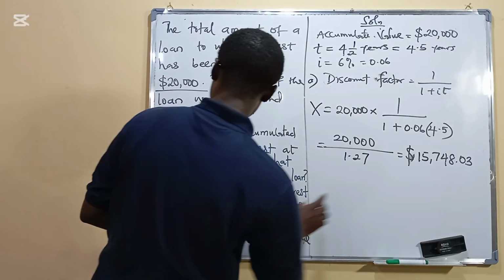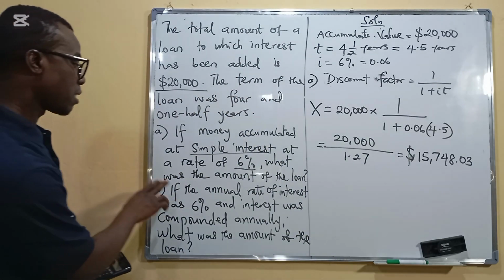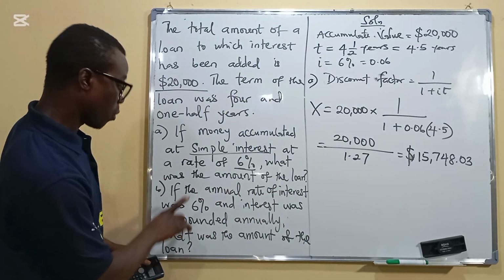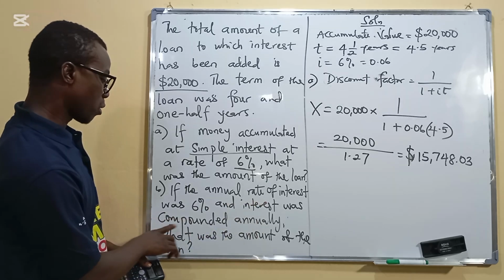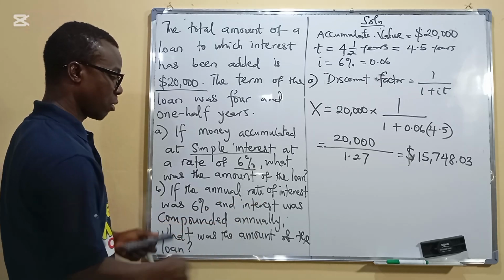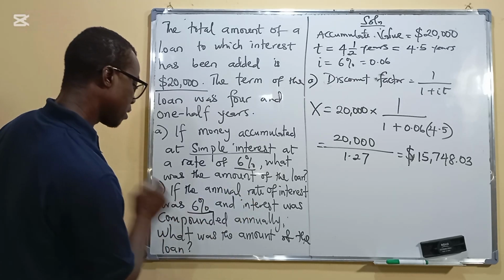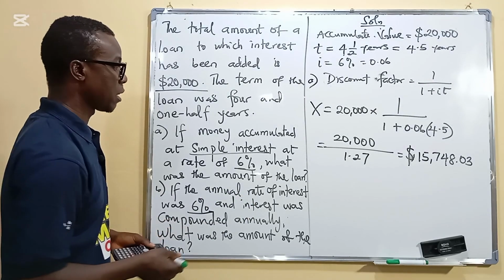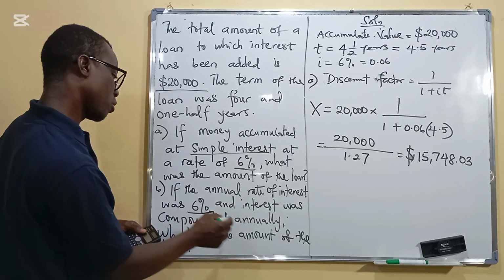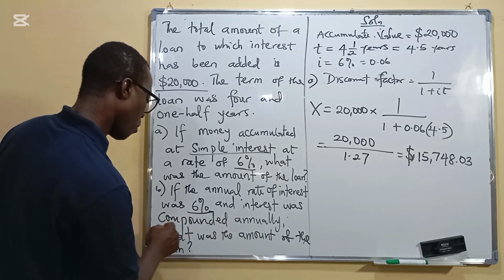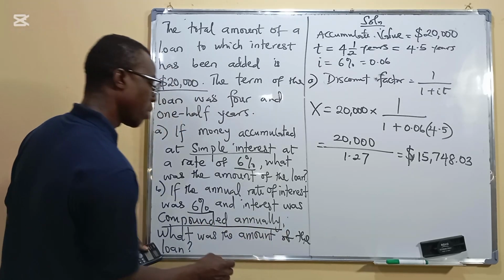Now, how about the B part of the question? It says that if the annual rate of interest was 6% and interest was compounded annually, so you can see that the rate is still 6%, so we still maintain the same thing. That's looking at the compound interest. And of course, it is a compound interest, and it is compounded how?